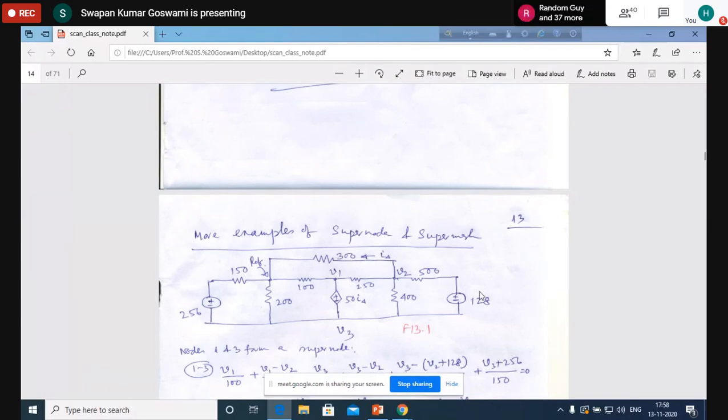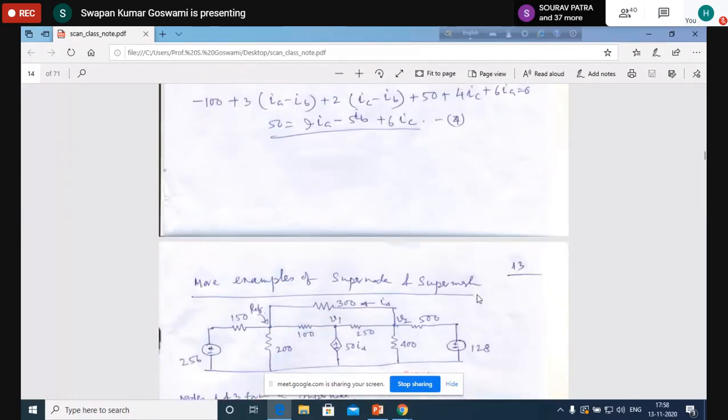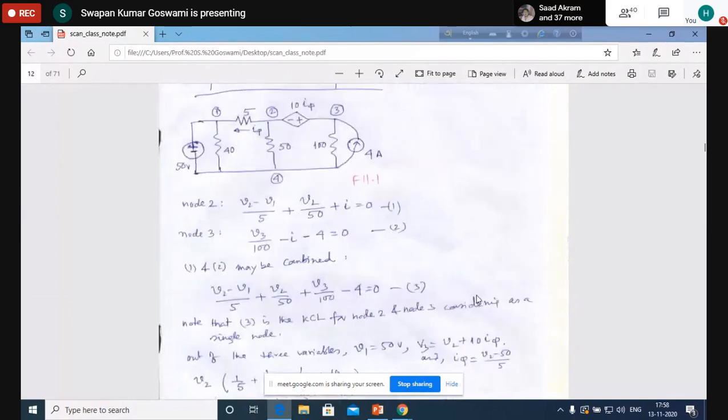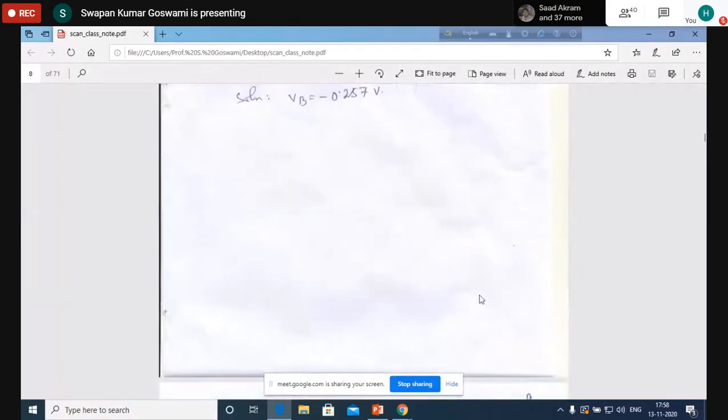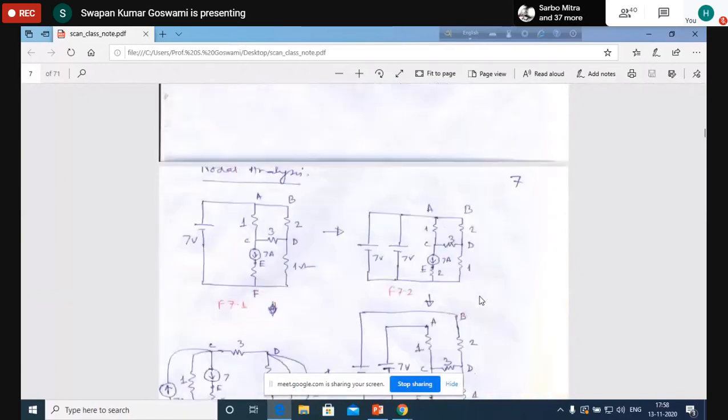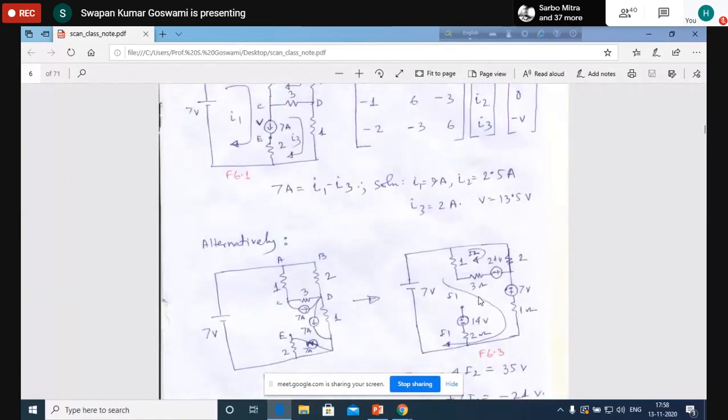Sir, in page number 6, in your notes, will we call it a super mesh, sir? Because there is a... Page number 6. Yes, sir. Page number 6.